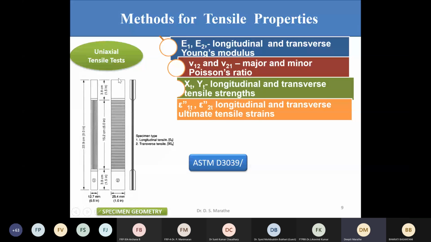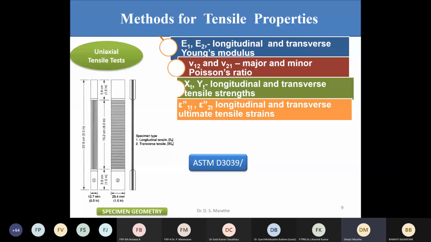In case of composites, I'm using the ASTM D3039 method. From that, I'm going to get E1, which is the longitudinal modulus, E2, which is the transverse modulus, mu12, which is the major Poisson's ratio, mu21, which is the minor Poisson's ratio. I will get the tensile strength in the longitudinal direction, the tensile strength in the transverse direction, and I will get the strain in the longitudinal and in the transverse direction. So with this tensile test of ASTM D3039, I am going to get all these kinds of values.